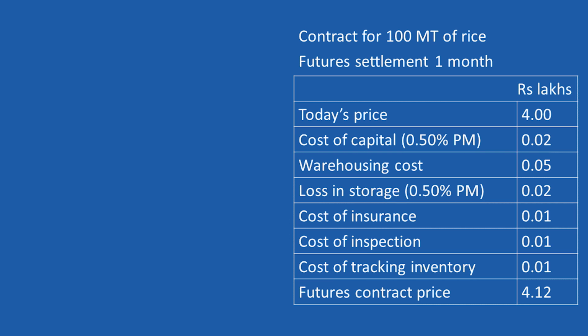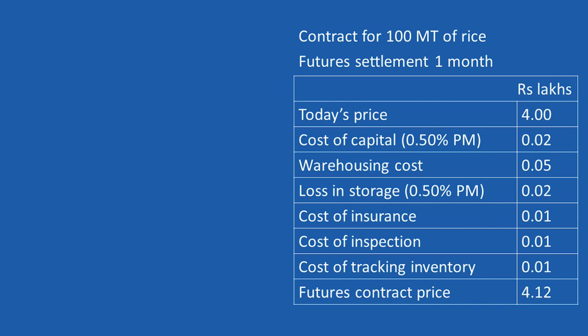The cost of capital is taken at 0.5% per month or 6% per annum, which as I mentioned is usually very near to the 91-day treasury bills yield in the market in India. That cost will come to 2000 rupees per month. The warehousing cost, let's say, is 5000 rupees per month for storing that 100 MT of rice. We expect that there will be some loss while we store that rice for 3 months, and that loss is approximately 0.5% of quantity per month. So that cost comes to 2000 rupees per month.